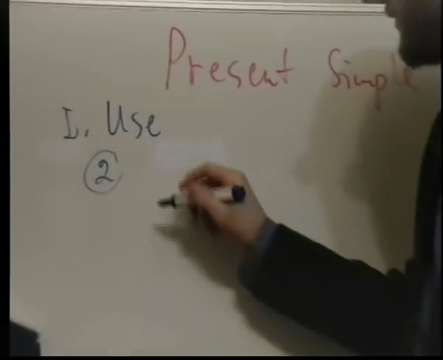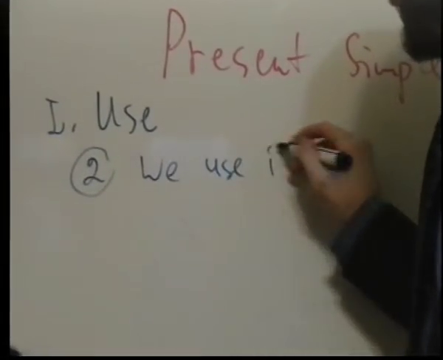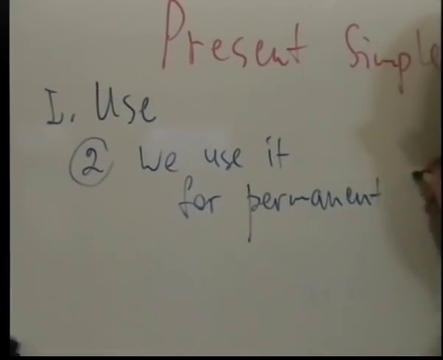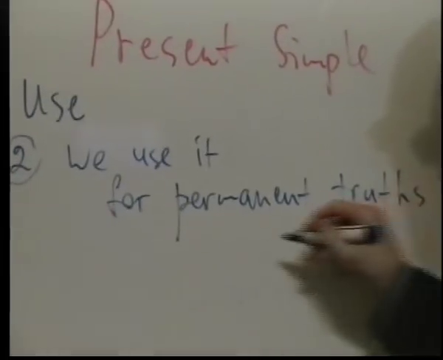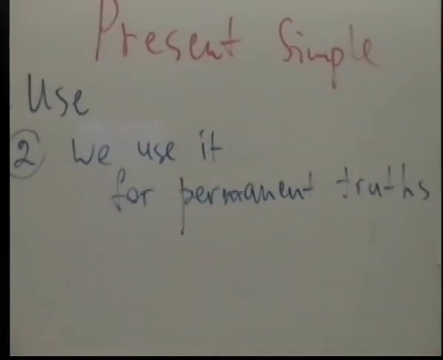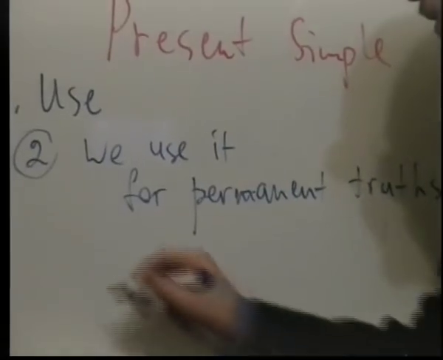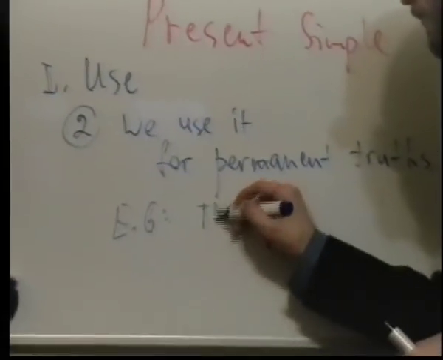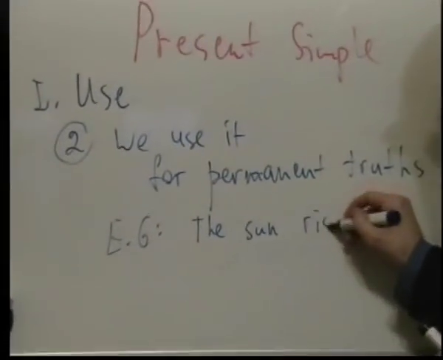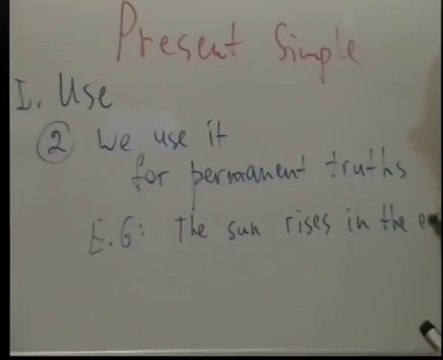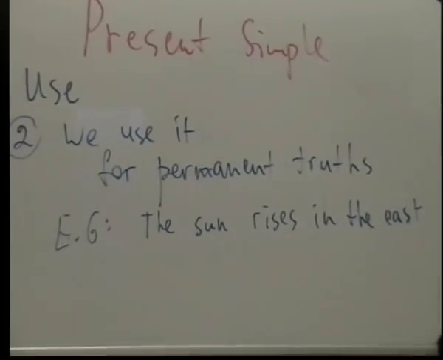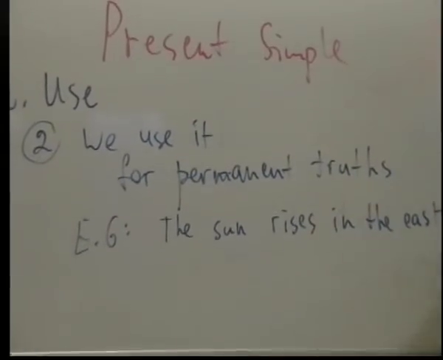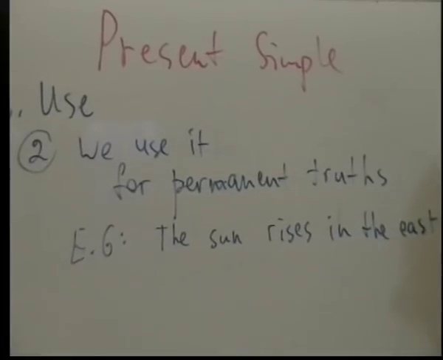So, second case of using. We use it for permanent truth. Permanent truth. Permanent, вечный. Truth, истина. For permanent truth. For physical laws or something that happens every day. For example, the sun rises in the east. Солнышко встает на востоке. It's a usual situation. Every day, and million years ago, and million years in the future, the sun rises in the east.